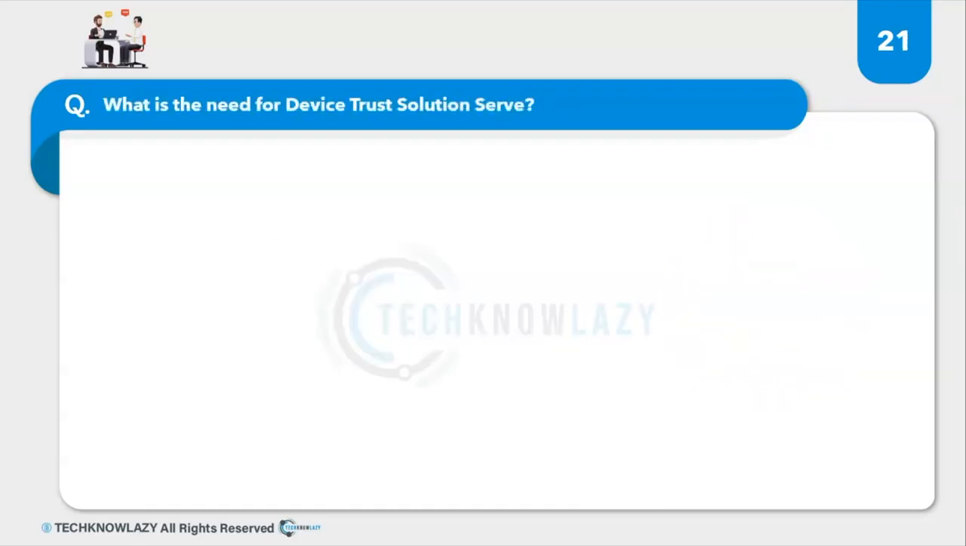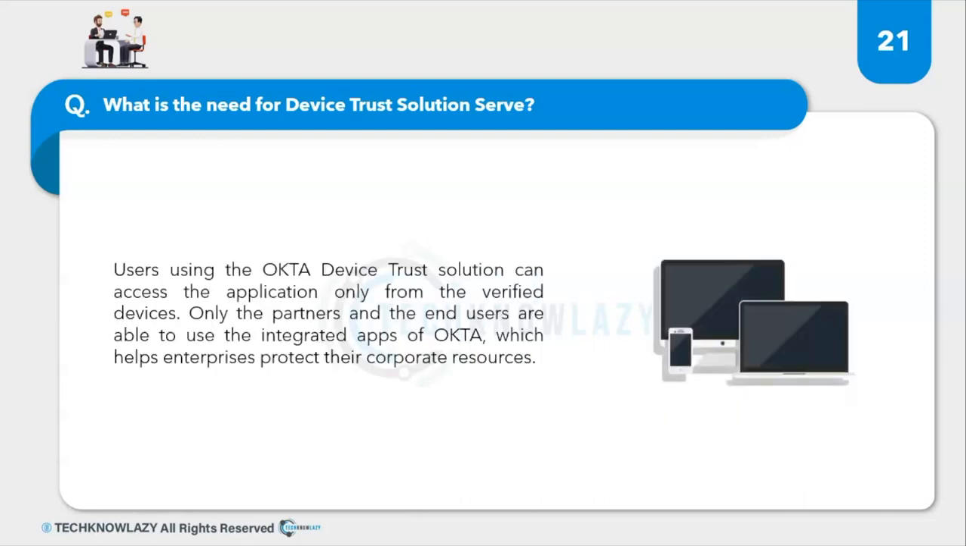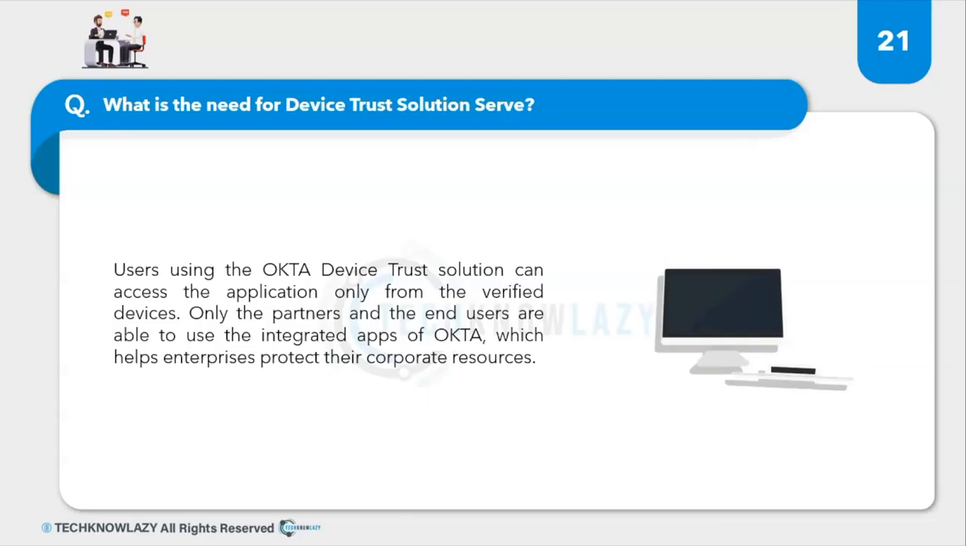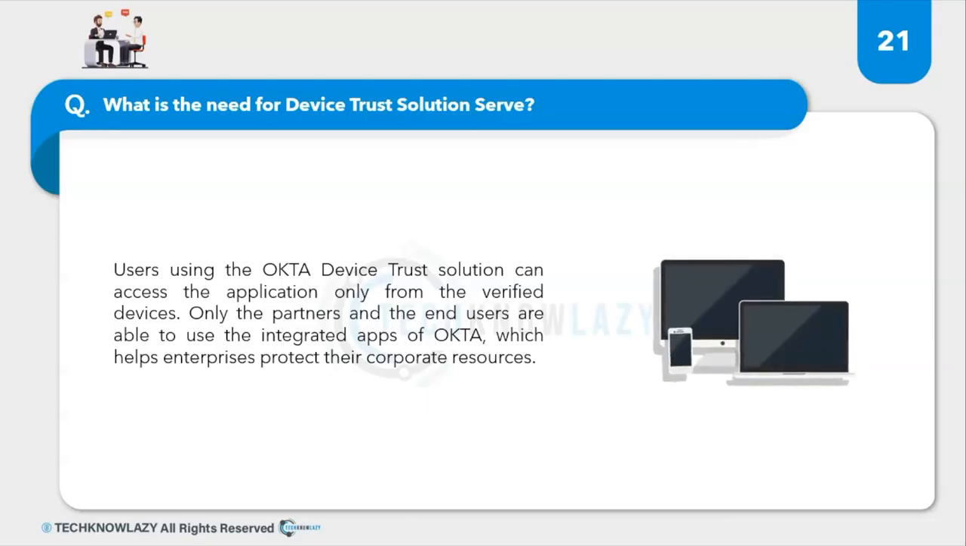Now, the 21st one. What is the need for device trust solutions, sir? We understood, or we have an overview of what DTS, device trust solution, is, right? Now, what is the need of it? The question is about that. So the answer is users using the Okta device trust can access the application only from verified devices. So the answer is about the security purpose. So this is a beginner level or intermediate level question. So that is why we need DTS or device trust solution.